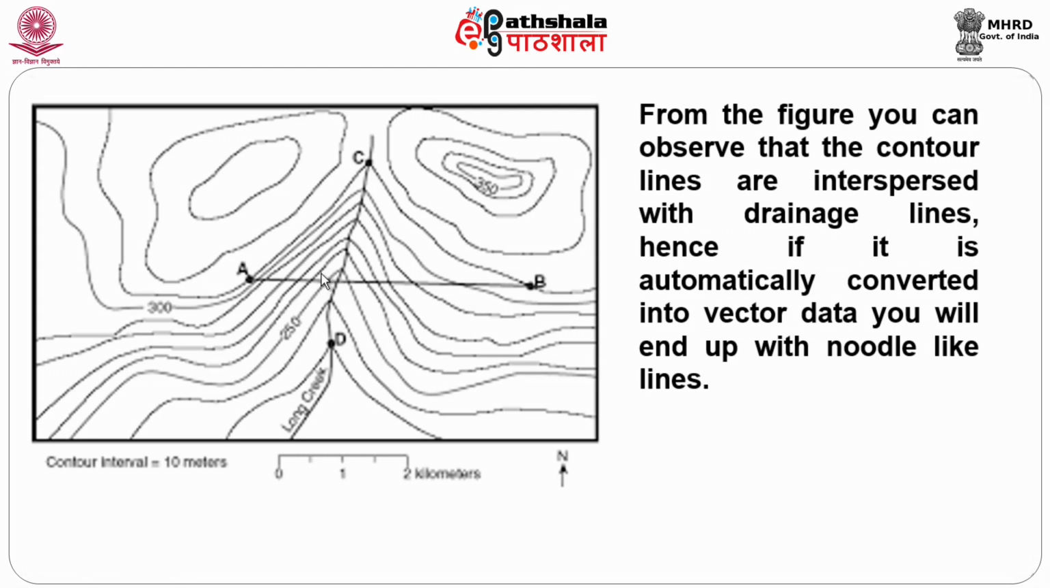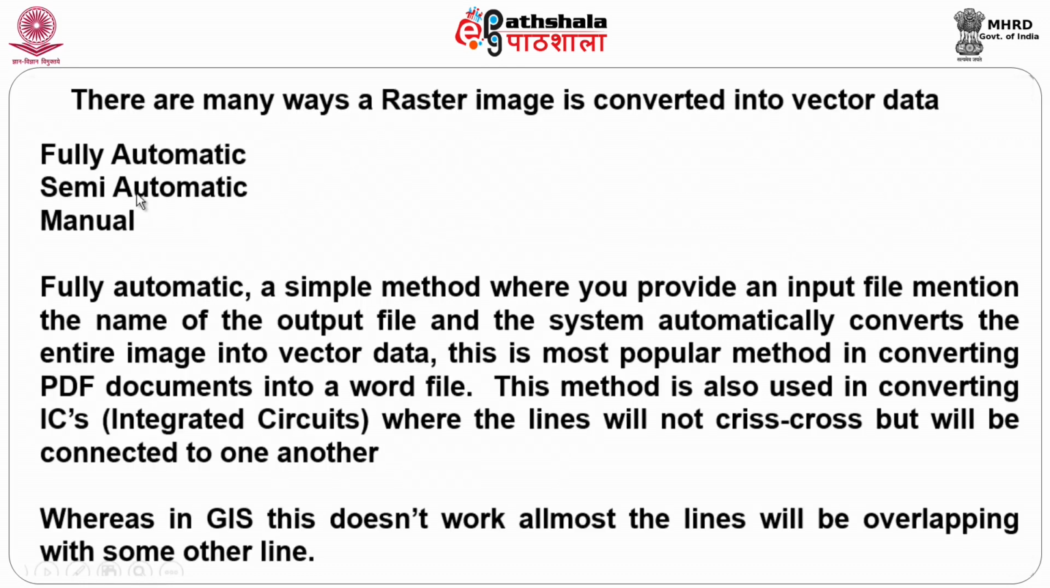Because in fact, I am showing a very simple line. In fact, you will have a lot of lines here and there. They are all contours which are there. So in such cases, it is not possible for you to use this fully automatic method. Hence, let us think of a next method, a simple method. It is called semi-automatic. Semi-automatic method, and of course, you also have the manual method.